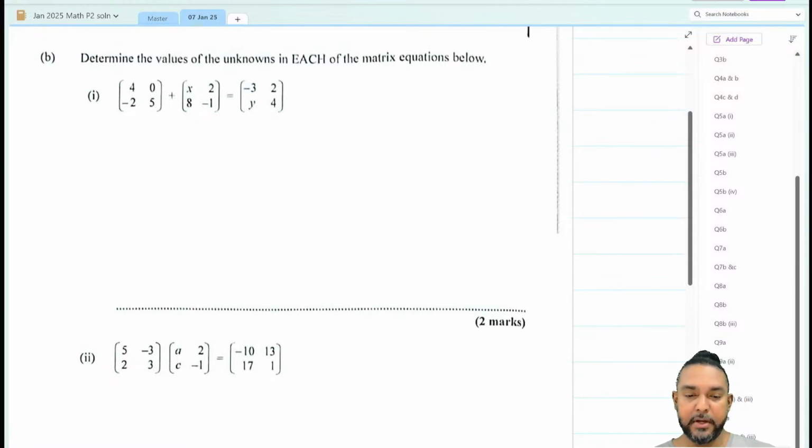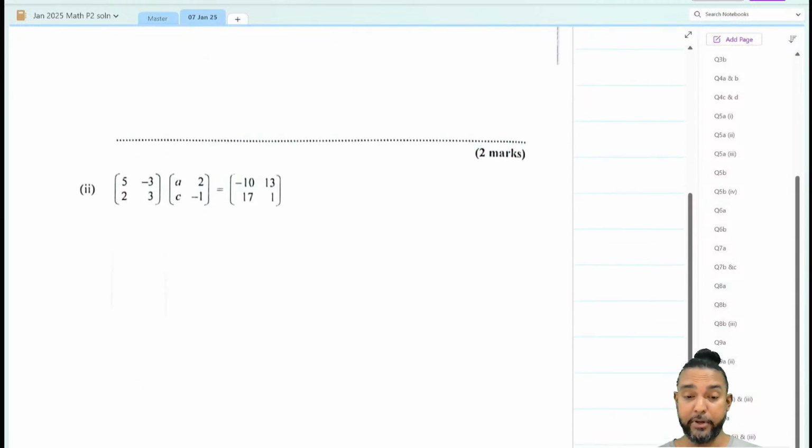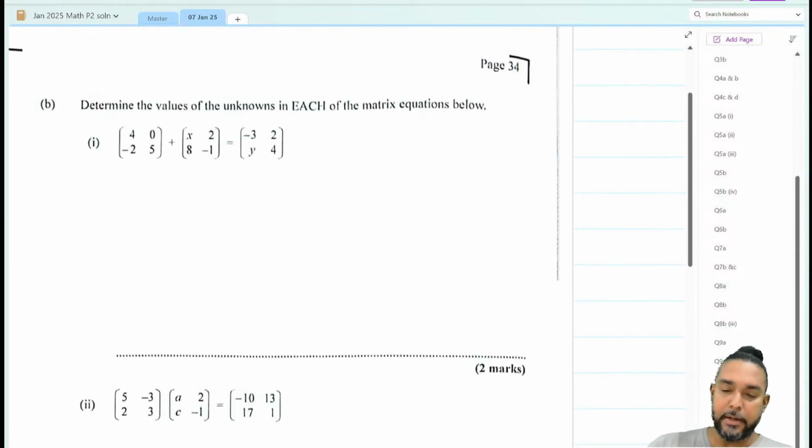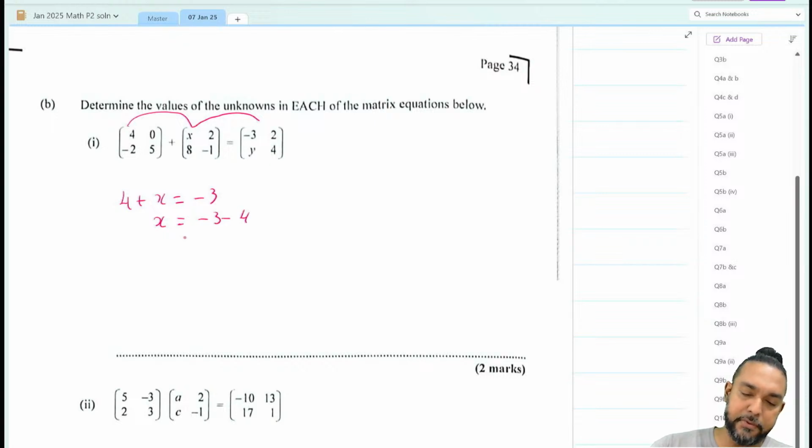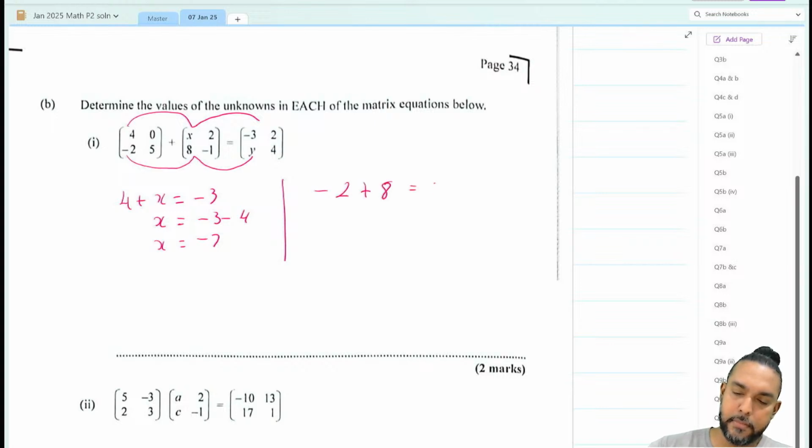Determine the values of the unknowns in each of the matrices given below. Okay, cool. This is the end of it here? All right. So 4 plus x is minus 3. So x is equal to minus 3 minus 4, which means x is minus 7. And then minus 2 plus 8 is y. Minus 2 plus 8 is 6. So y is equal to 6.